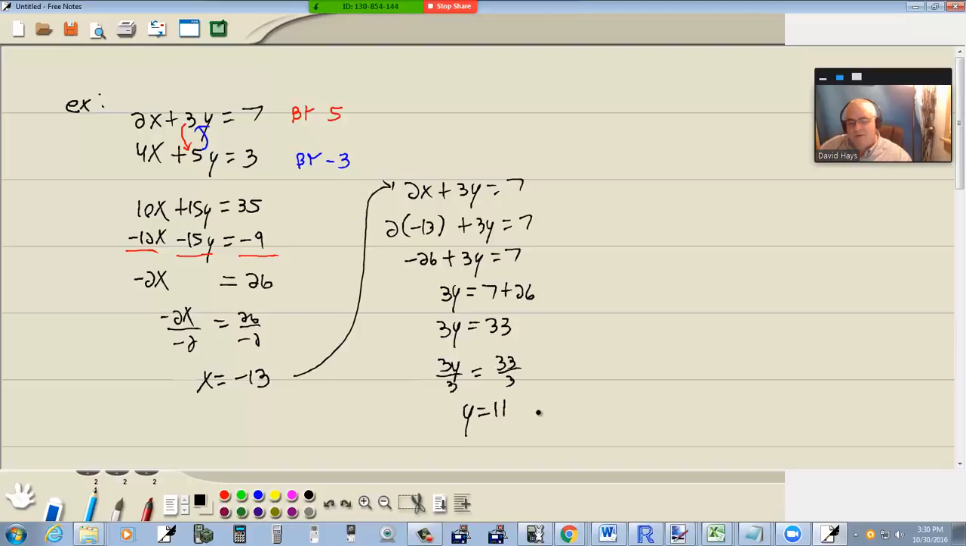I better go buy a lottery ticket. Usually when I just make numbers up, it doesn't come out to nice integer answers. This will be my lucky day. So our answer will be negative 13, comma 11.